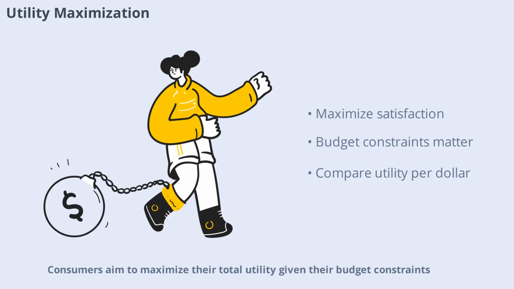Consumers aim to maximize their total utility given their budget constraints. This means they allocate their resources in a way that brings the most satisfaction. By comparing the marginal utility per dollar spent on different goods, people can make choices that increase their overall happiness. This principle is central to understanding how markets function.